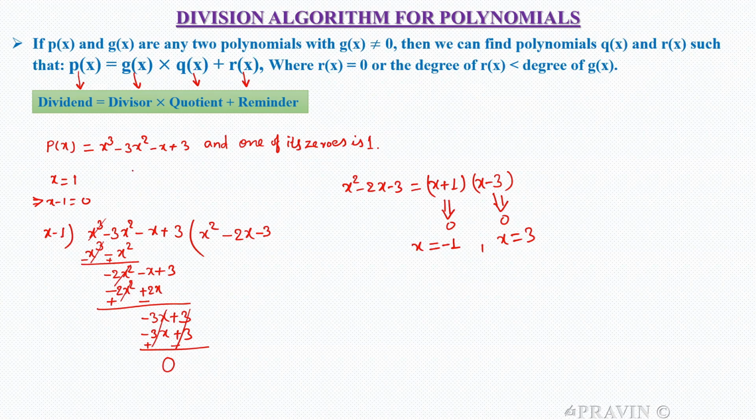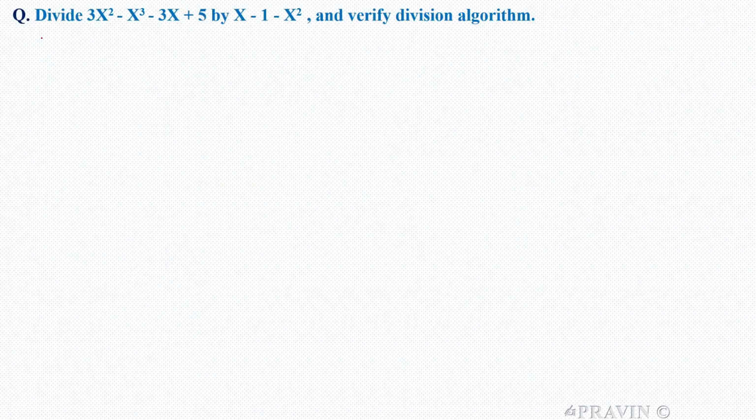This is how you can use the division algorithm to find the zeros if one of its zeros is given for a cubic polynomial. Now let us take some examples to illustrate its use. The first example is: divide 3x square minus x cube minus 3x plus 5 by x minus 1 minus x square and verify the division algorithm.